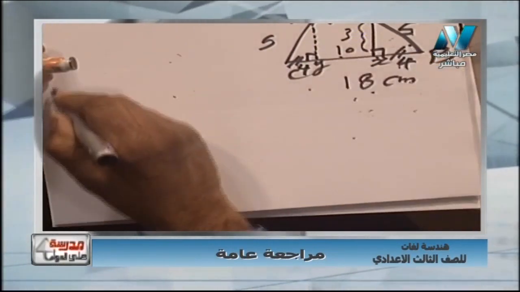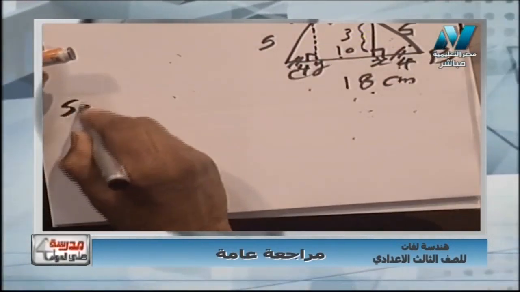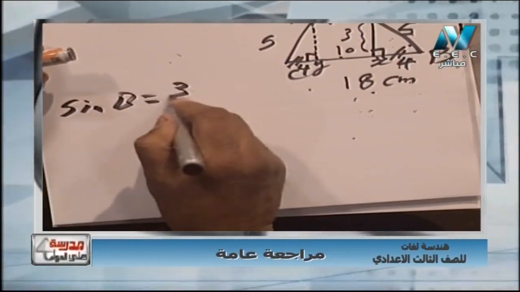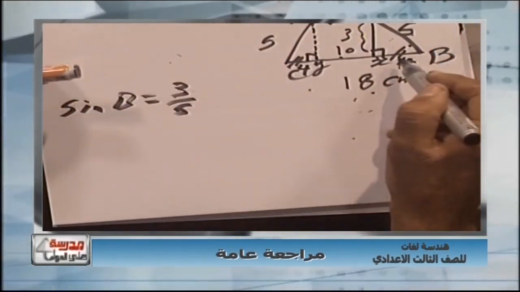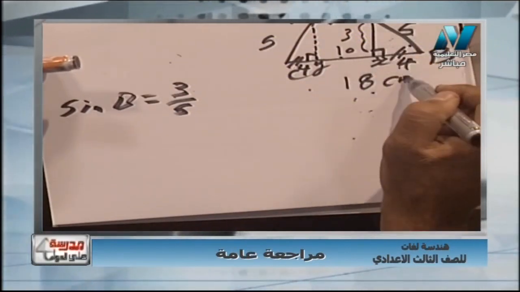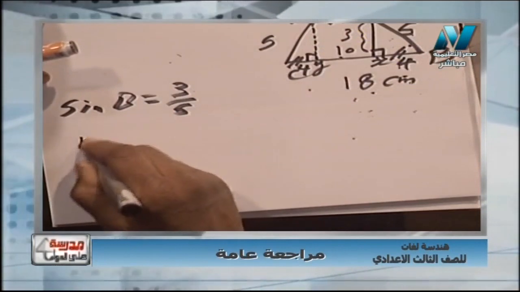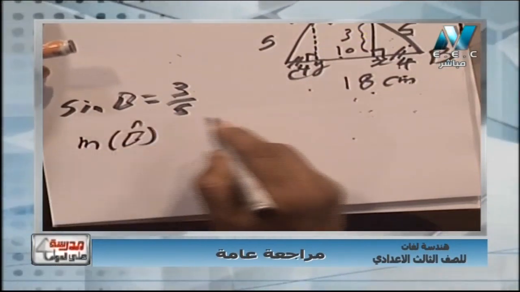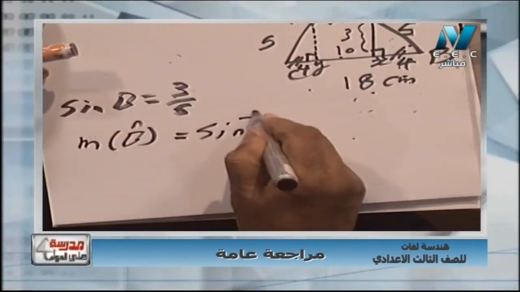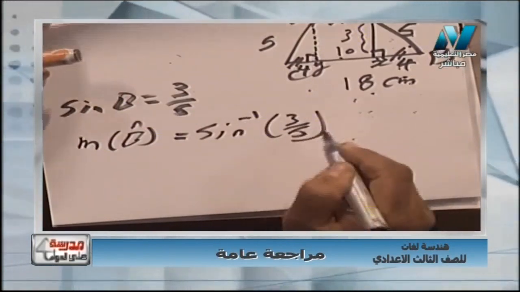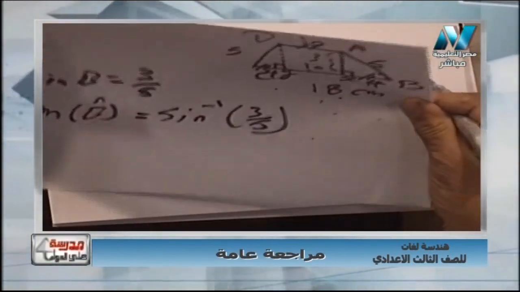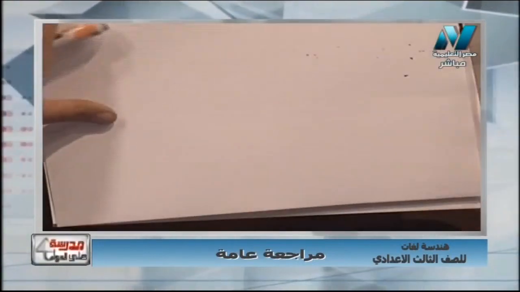If we want angle B, we can use sine B equals 3 over 5, or use tan B equals 3 over 4, or use cosine B equals 4 over 5, and we get B by using shift sine on the calculator to get your answer for angle B. Okay. That's the main important notice in trig.